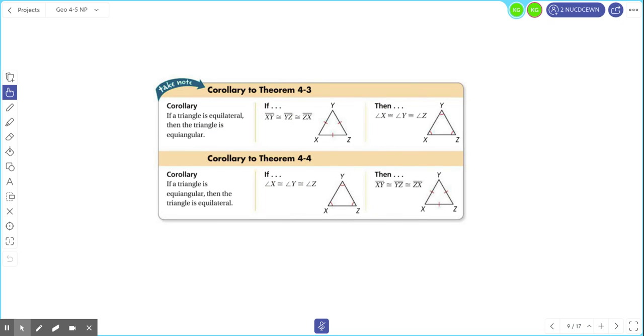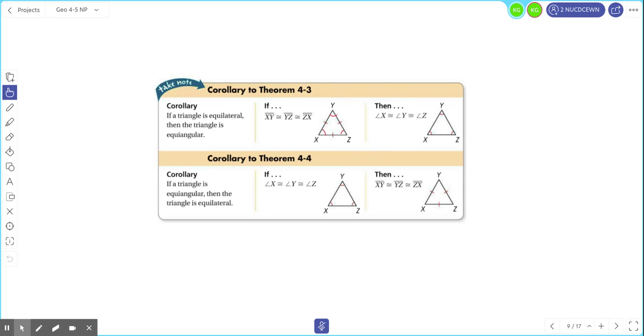Okay, so to add on to theorem 4.3 and 4.4, we have these corollaries, which are just a little bit, you can apply the theorem to figure this out as well. What they are is that if you have an equilateral triangle, then it is also equiangular. The reason that's a corollary is because you could look at this as an isosceles triangle with these base angles, or you could look at it as an isosceles triangle with these base angles. And by looking at it in those two ways, you can determine that indeed all three angles in this triangle are congruent.